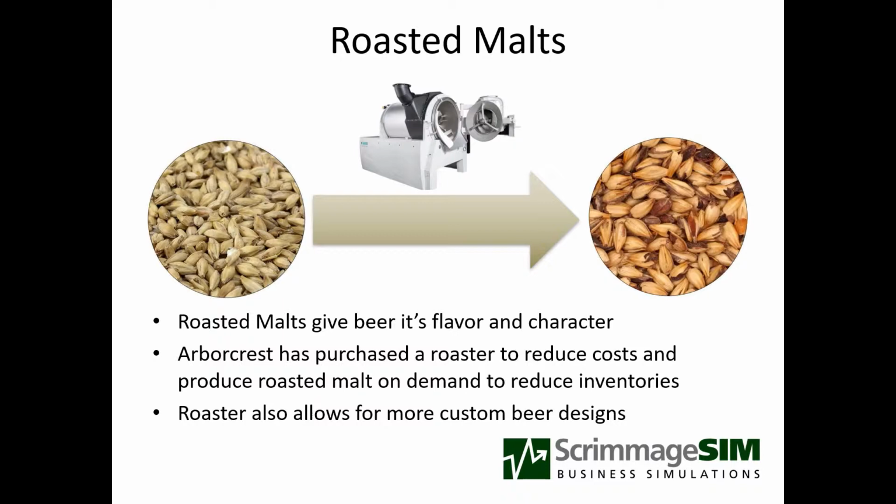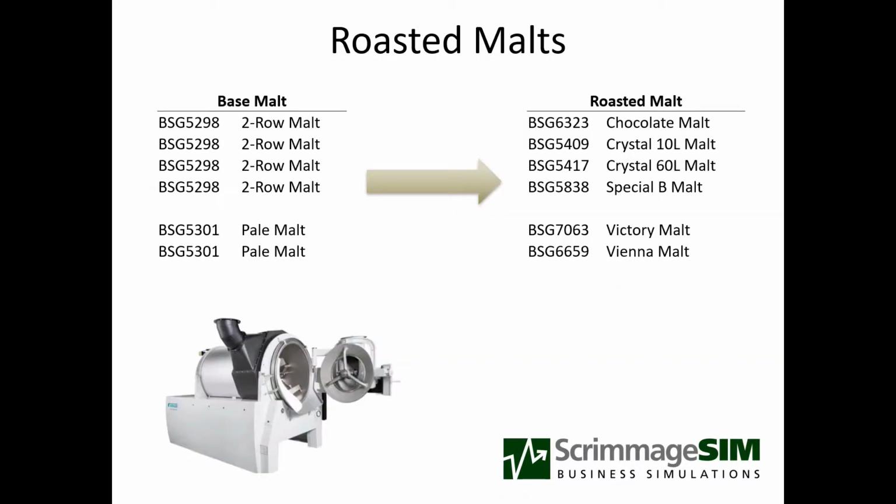This means there's another production process that needs to be managed. There are 6 malts that are roasted that are used in the Arborcrest Ale recipes. 4 of these are going to be produced using the base 2-row malt, and 2 of these will be produced by roasting pale malt. This means that when we calculate the quantities of roasted malt, we need to transfer that calculation into additional requirements for the base malt.